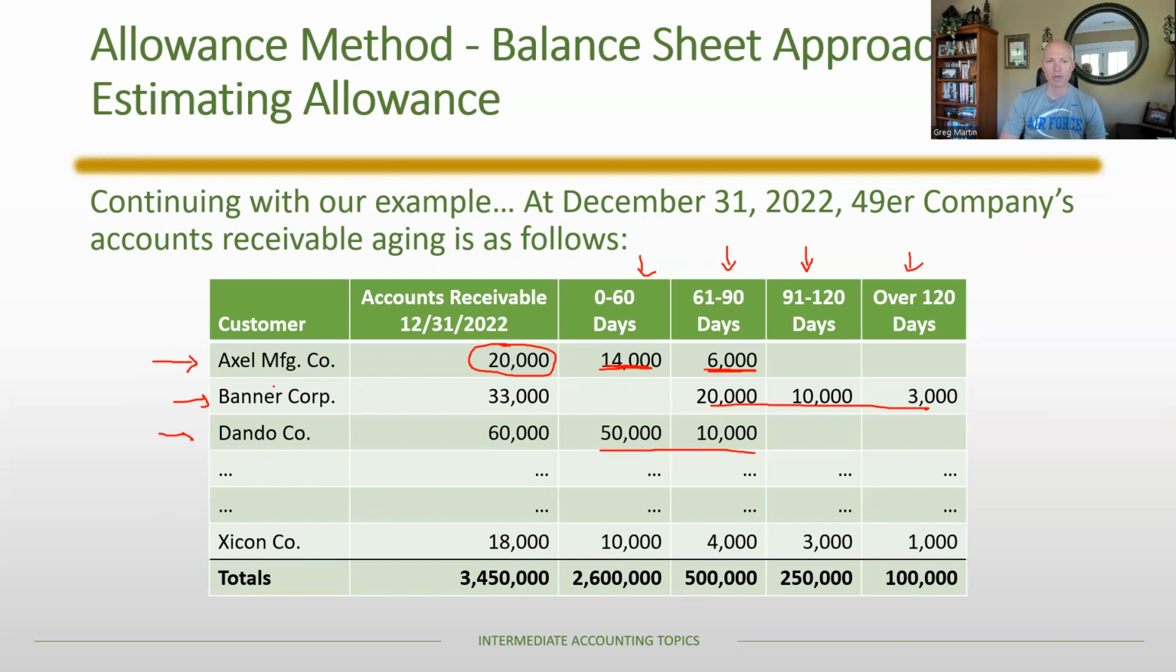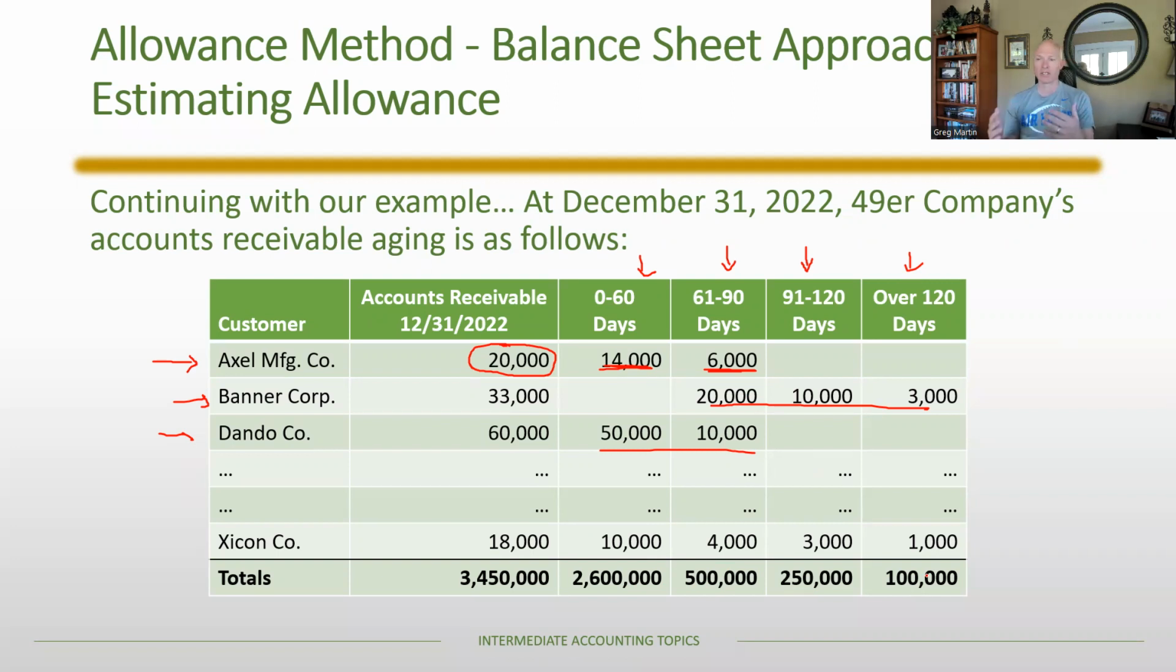So one approach would be, let's just take Axel and look at them. What do we think about them? Another approach is to look at Banner and say, okay, we know Banner is usually slow on paying, but they always pay. That would be something you could do. We're going to be a little more agnostic about the customer. Instead, we're just going to look at the different ages and say, as the receivable gets older, the probability that they won't pay goes up.